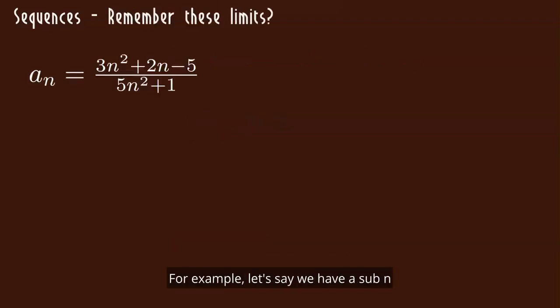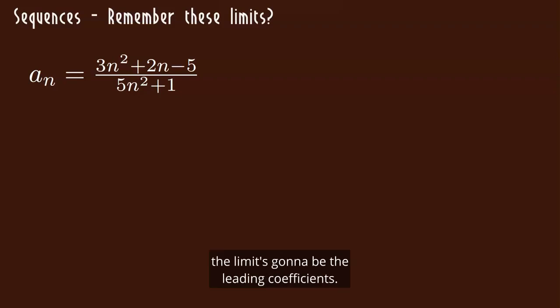For example, let's say we have a sub n equals 3n squared plus 2n minus 5 over 5n squared plus 1. A sub 0 is -5. A sub 2 is, I don't want to calculate. So the degree of the top is 2 and the degree of the bottom is 2. Since the degrees are the same, as n goes to infinity, the limit is going to be the ratio of the leading coefficients.